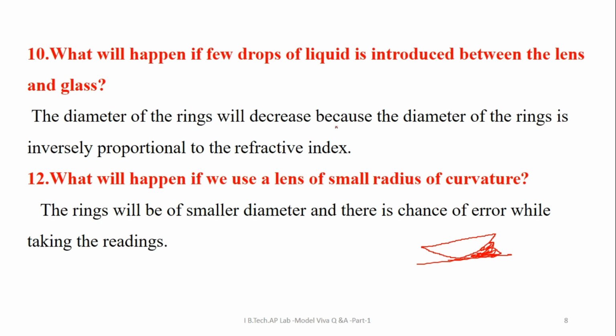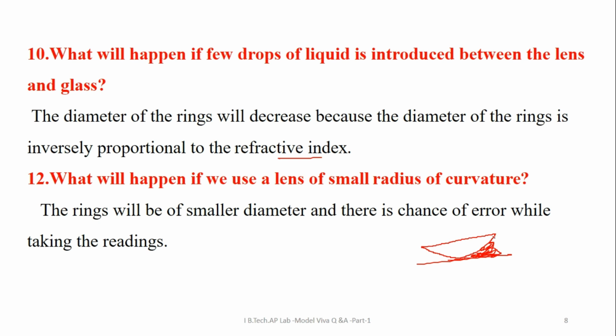The diameter of the rings will decrease because the diameter of a ring is inversely proportional to the refractive index. By introduction of the water, the refractive index of this medium will increase, so the rings will get decreased. What will happen if we use a lens of small radius of curvature?